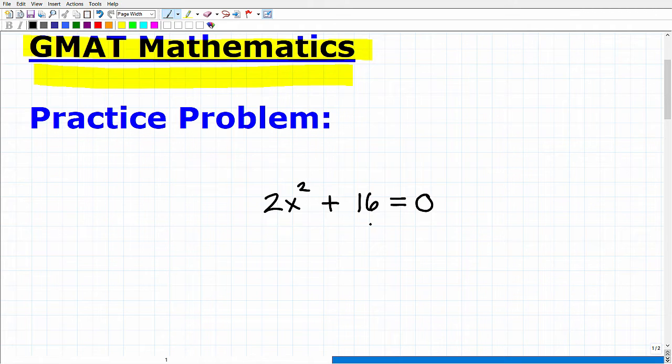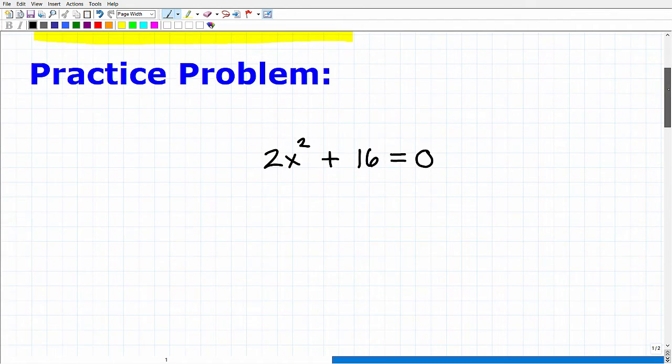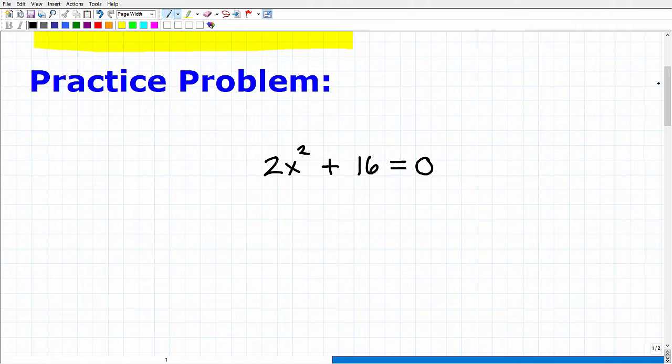All right, so hopefully you paused the video and you tried the problem. Even if you're not sure what to do, at least tinker around with it, okay? Because think about it. If you've encountered this on the GMAT, you don't want to leave anything blank. You want to attempt a problem. So let's get into it and let's just first do some observations here.